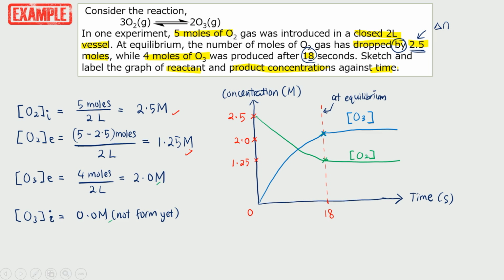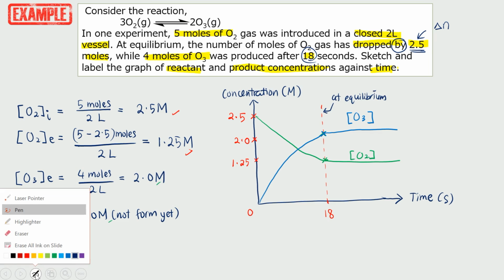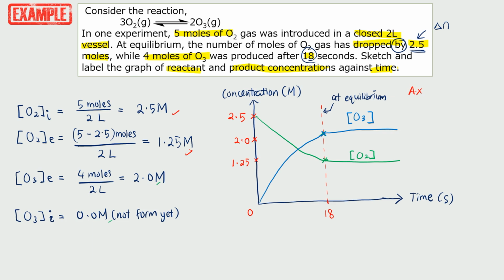Next, how many marks will you get here? First, the axes, 1 mark. Then each of the calculations, 1 mark. Then the curves, 2 marks: one for O2, the other for O3. And then labelling equilibrium, labelling 18, labelling this, 1 more mark. So these are the maximum marks that you can get from this question.